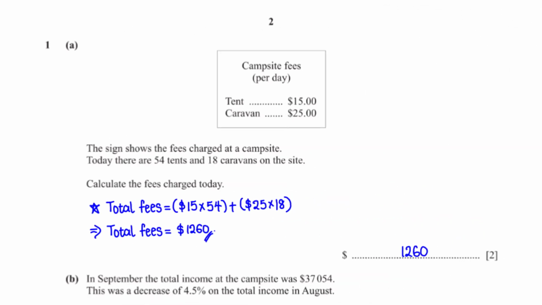The sign shows the fees charged at a campsite. Today, there are 54 tents and 18 caravans on the site. Calculate the fees charged today. The total fees will be the cost charged for a tent, which is $15, times the number of tents that were on site, which is 54, plus the cost charged for a caravan, which is $25, times the number of caravans that were on site, which is 18. When we type this into the calculator, we get $1,260.